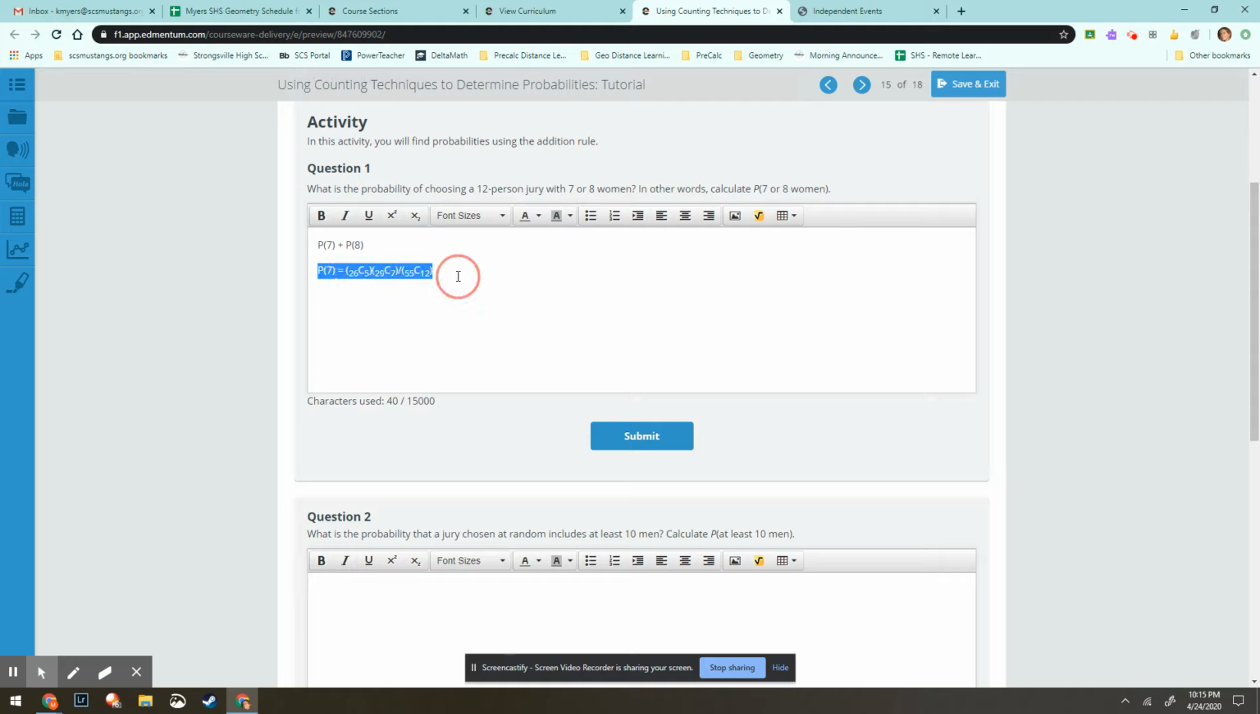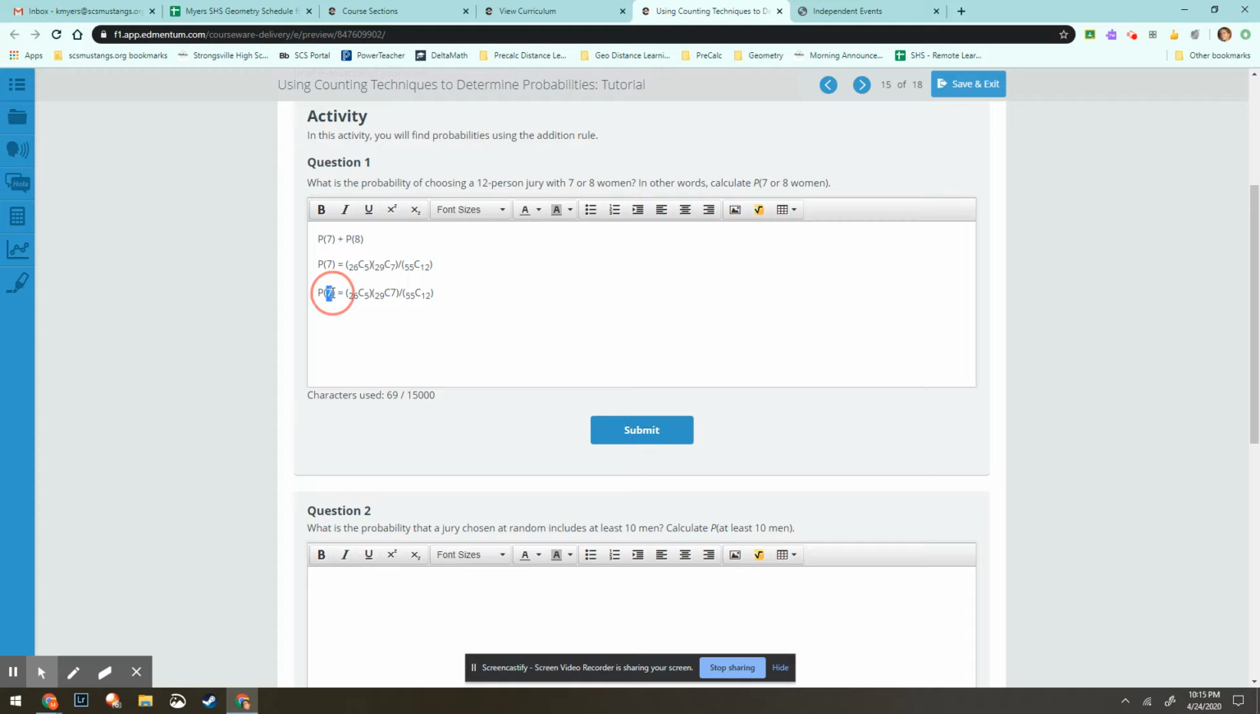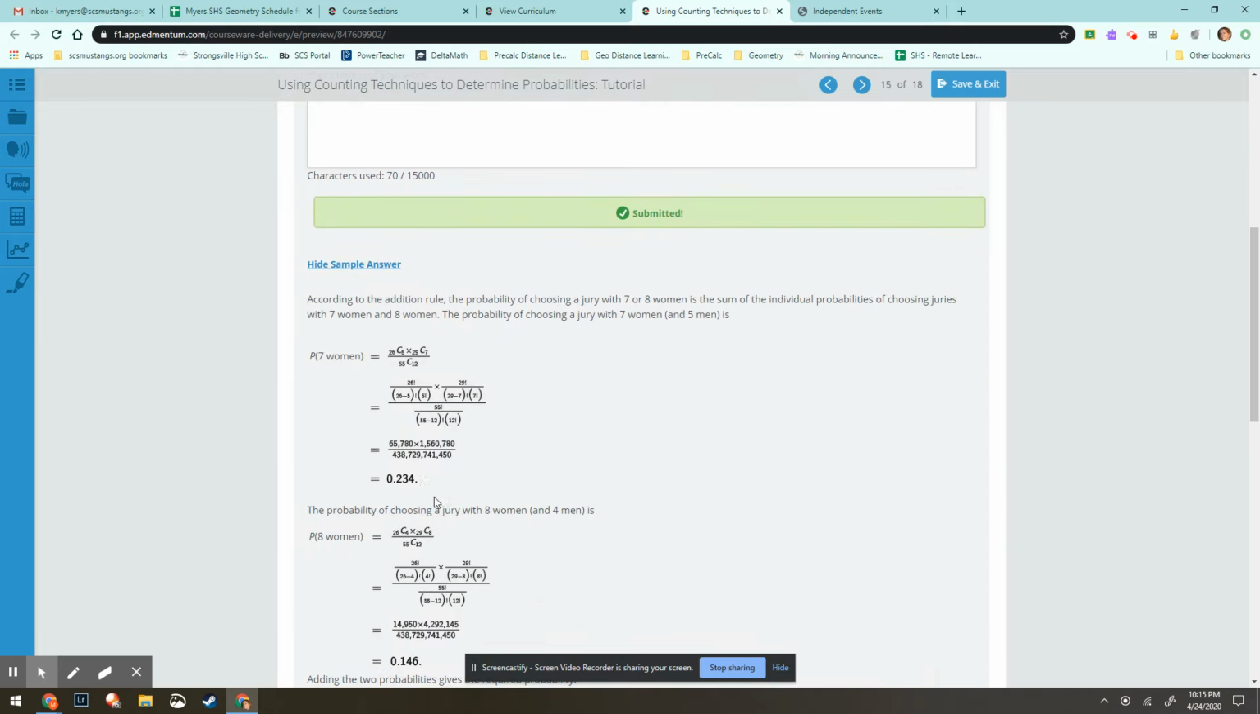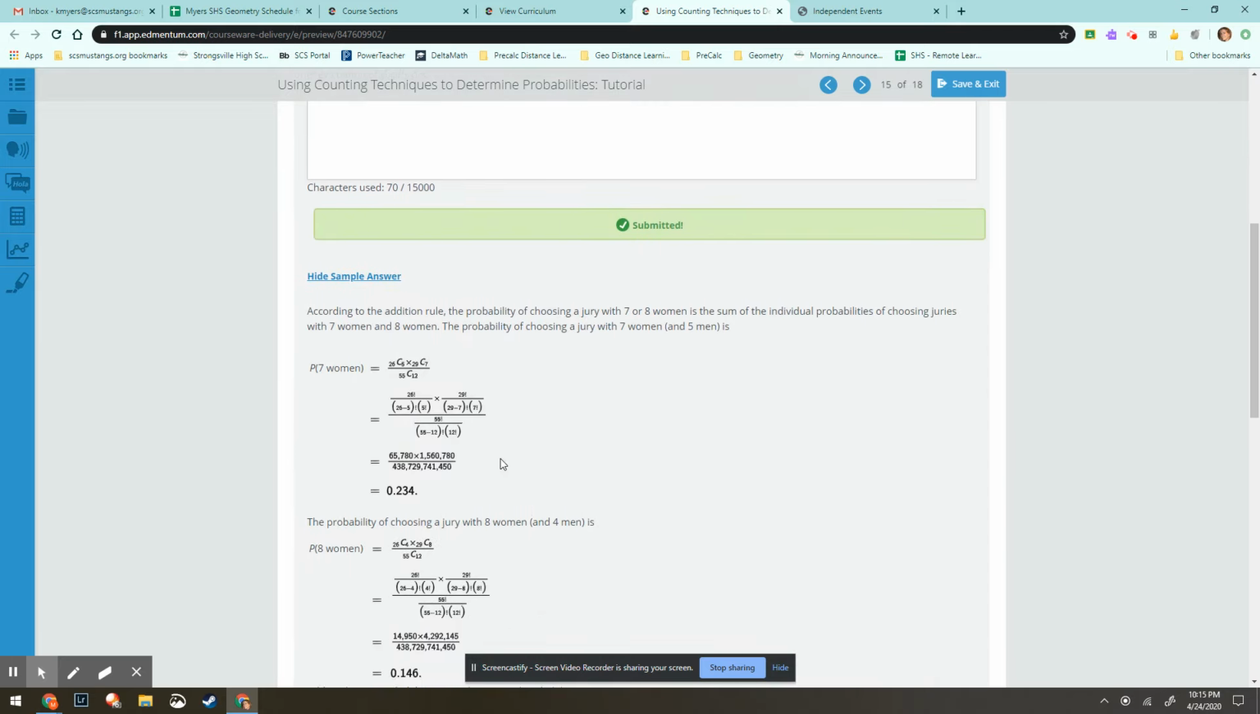Now I'm going to try to be a little efficient here. To figure out the probability of 8 women, if there are 8 women, that means that there are 4 men. I'm sorry, this is women, so this needs to be 8. The 55 choose 12 isn't going to change. Okay? And again, these are calculator problems, and so as you work them out, for the probability of 7, you get 0.234.